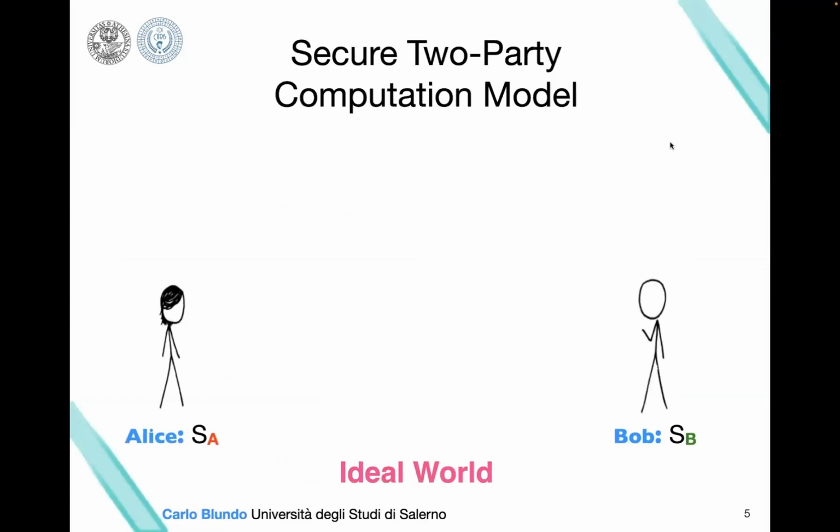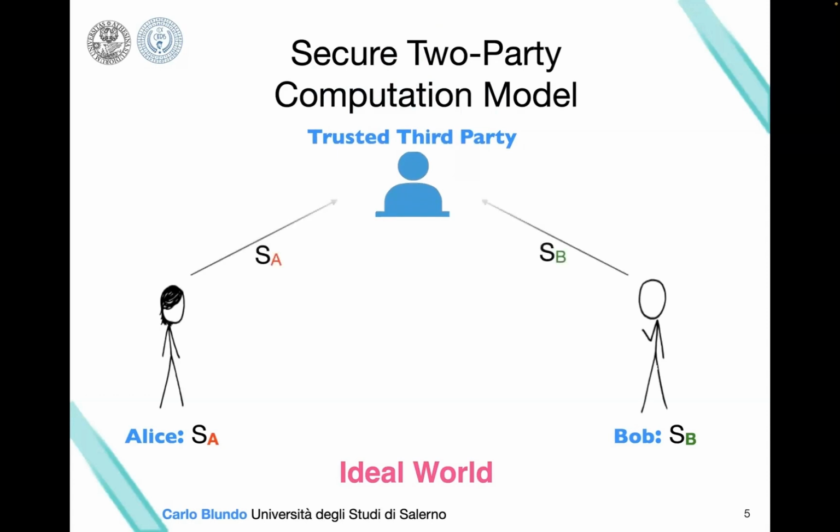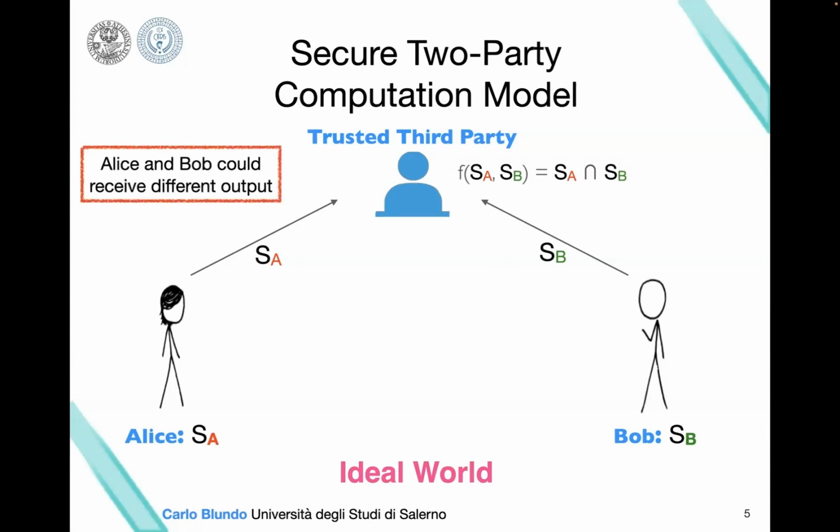We can model this functionality Alice and Bob want to compute by means of a secure two-party computation model. So in the real world, we have Alice and Bob. Alice has a set SA and Bob has a set SB. There is a trusted third party, and Alice and Bob send their sets to the TTP. So it's simple for the TTP to compute any function of the sets SA and SB. In particular, it can compute the intersection of both sets. Once the intersection is computed, the results can be sent to Alice and Bob.